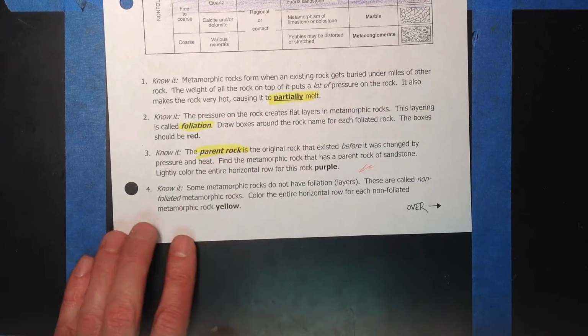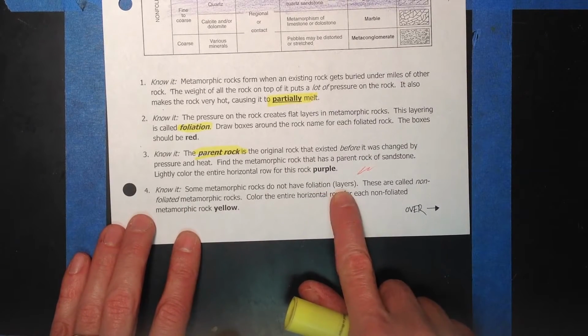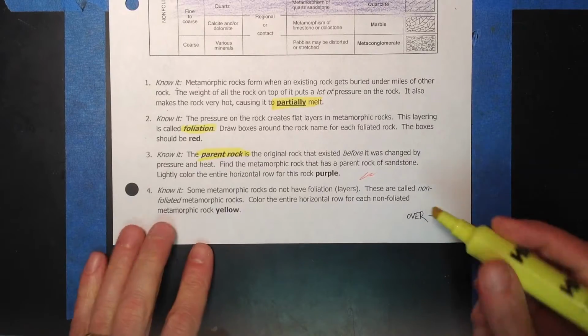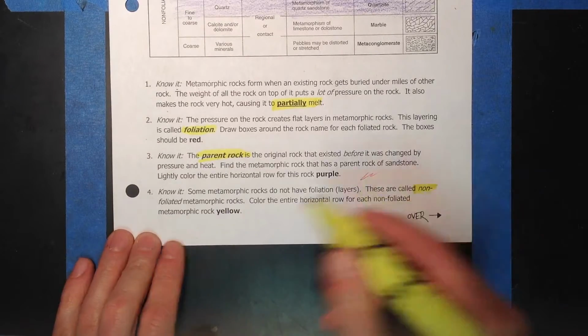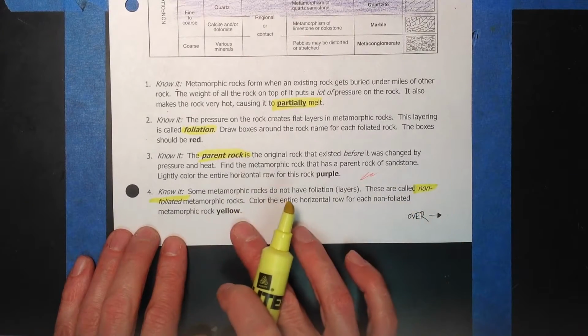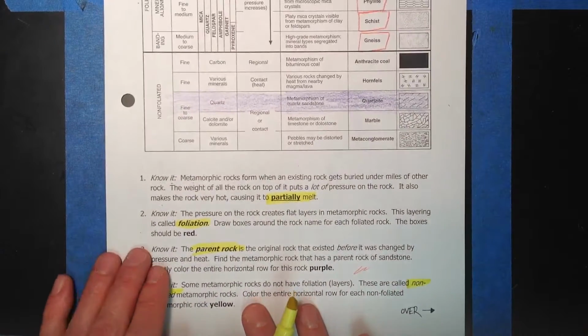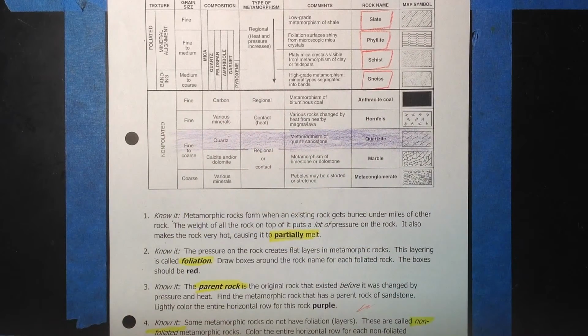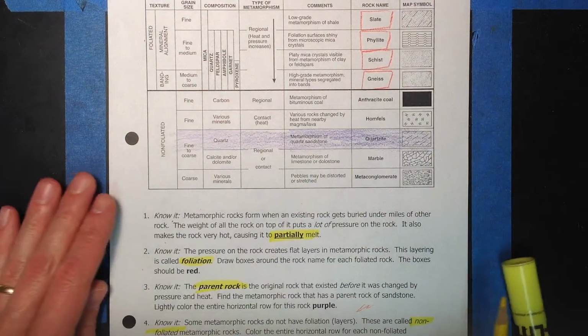Know it. Some metamorphic rocks do not have foliation or layers. These are called non-foliated metamorphic rocks. Okay, non-foliated. Color the entire horizontal row for each non-foliated metamorphic rock yellow. Okay, so all of these are non-foliated. So if you were to color them yellow, the entire horizontal row, is that what it says?